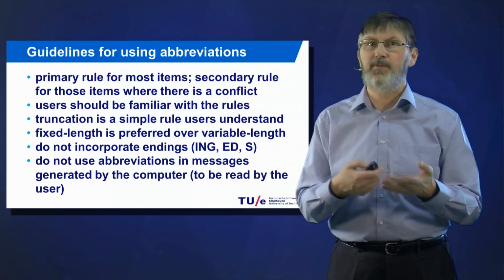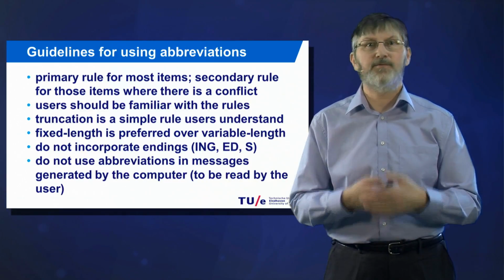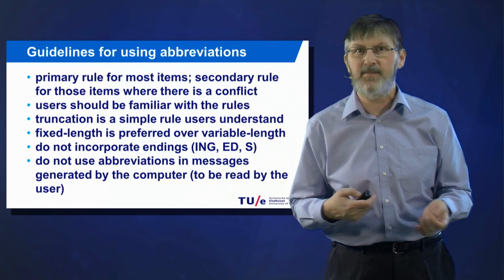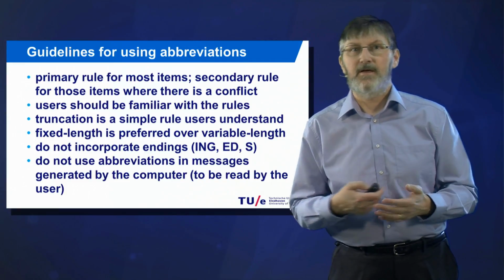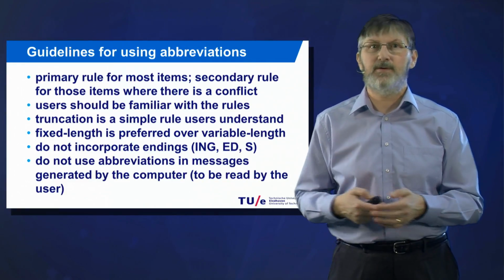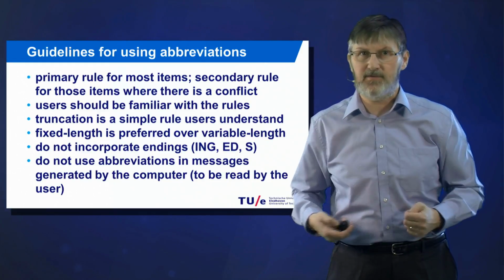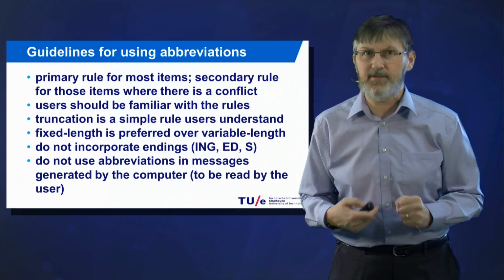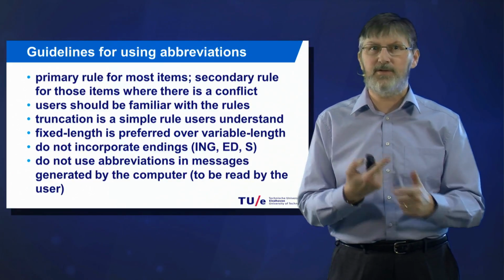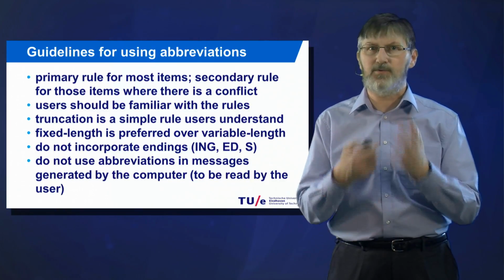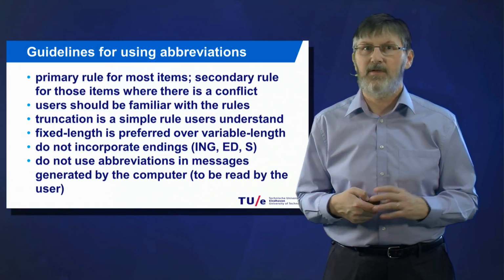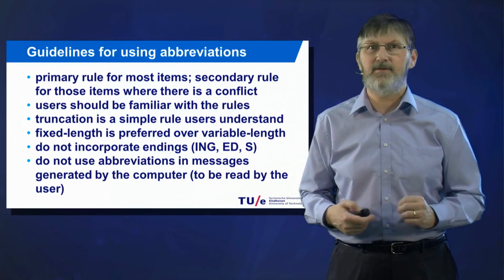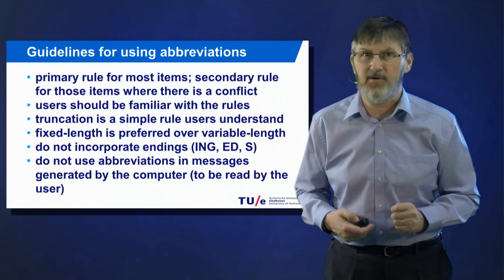Truncation is a simple rule that users understand. It's very easy for users to recognize that AMS, right, is the code for Amsterdam, or that LP is line printer, or that MV is move, where it's not this truncation, but it's another simple rule. Fixed length abbreviations are preferred. Airport codes, all 3 letters. Unix commands, the most common ones are 2 letters. Simple standard agreement. Never incorporate grammar. Words do not end on ing, ed, and s in any command language.